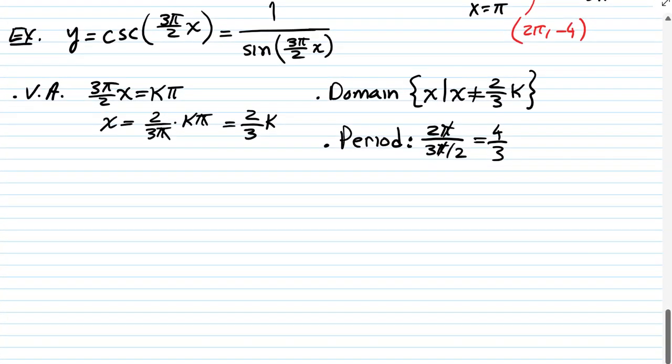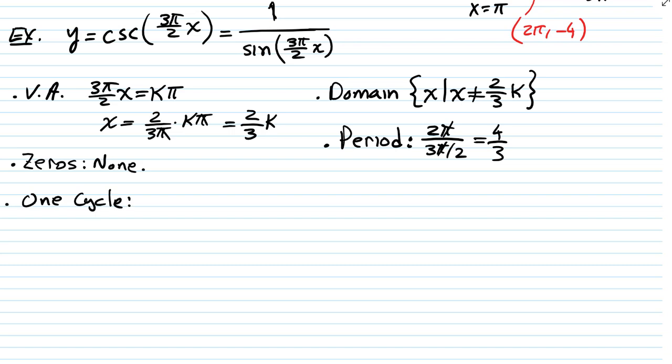Doing it correctly for this one, it is 2 pi over 3 pi over 2. That's going to be 4/3. Now, zeros again: because the numerator is 1, there are no zeros of this one, no x-intercept. Zeros are none. And what else? 1 cycle. Let's do 1 cycle, and then from the graph I get the range.